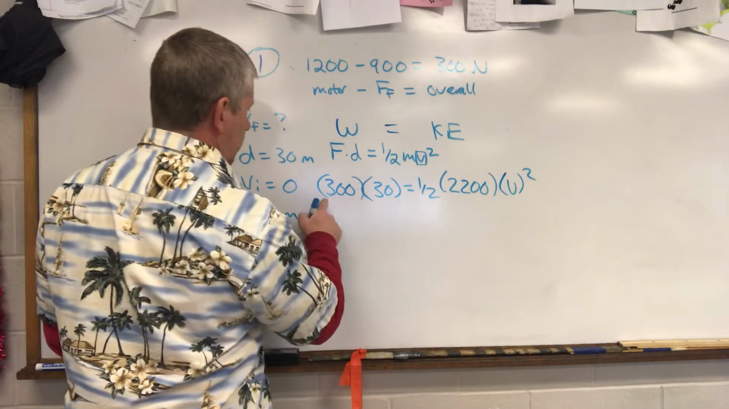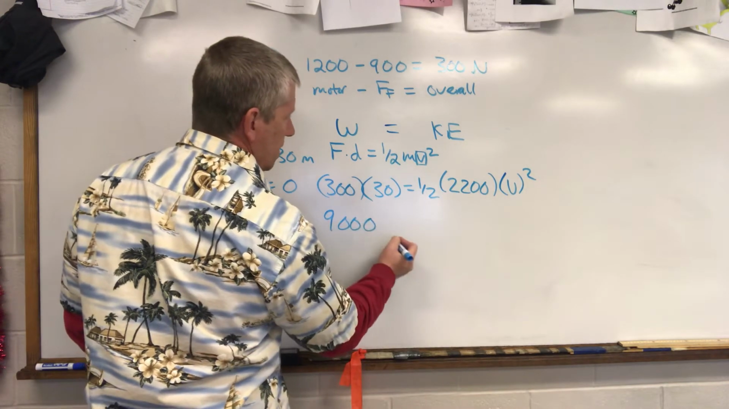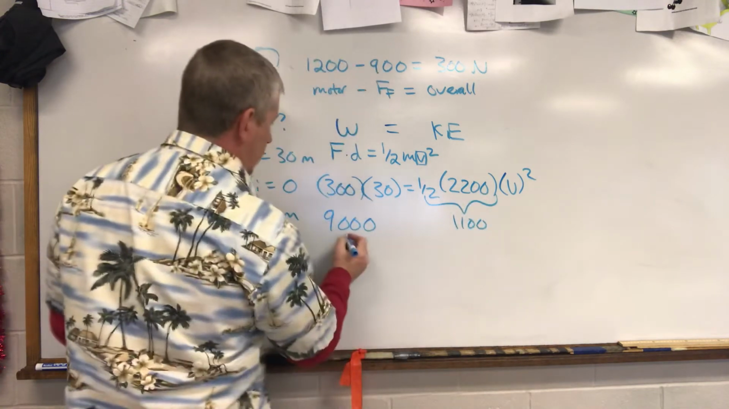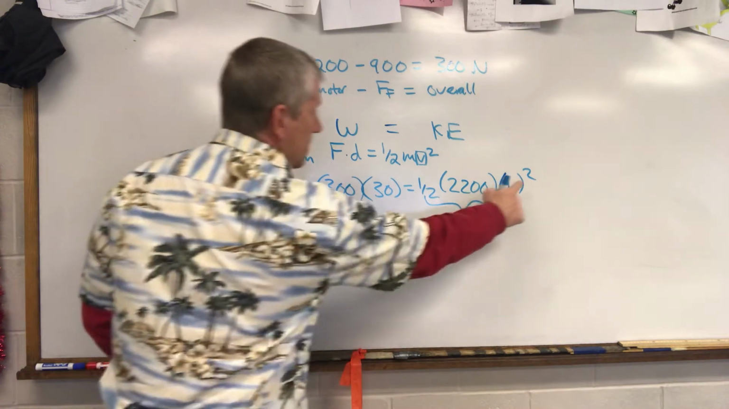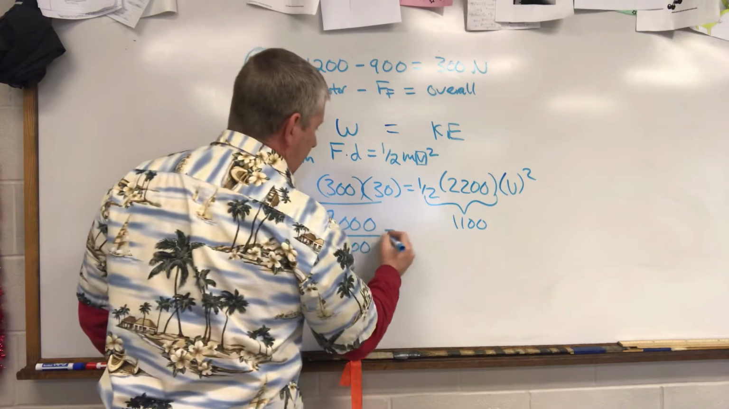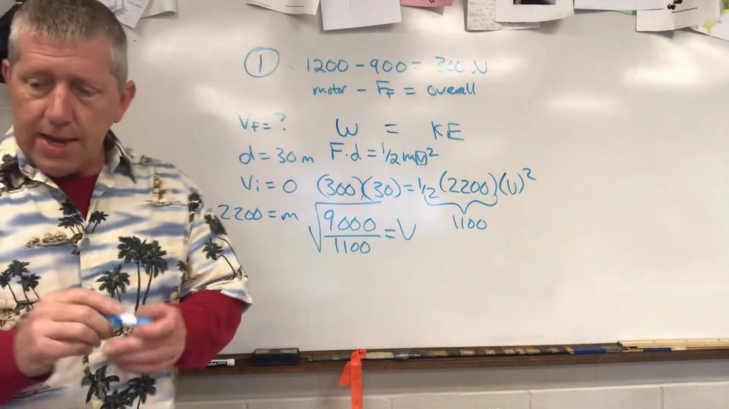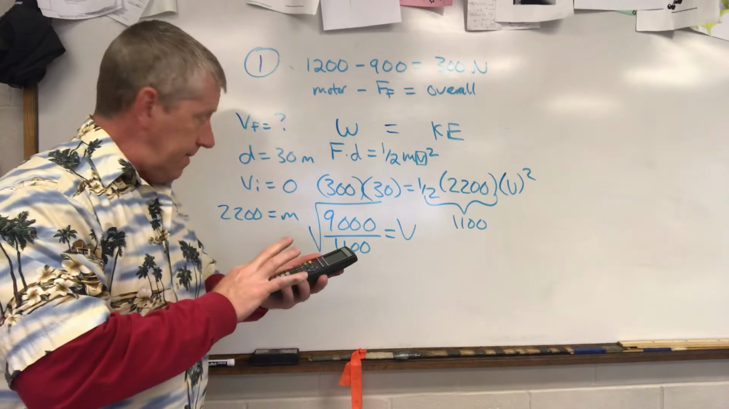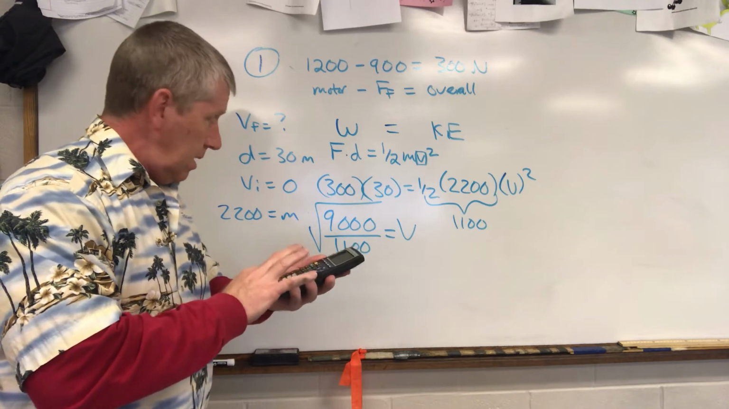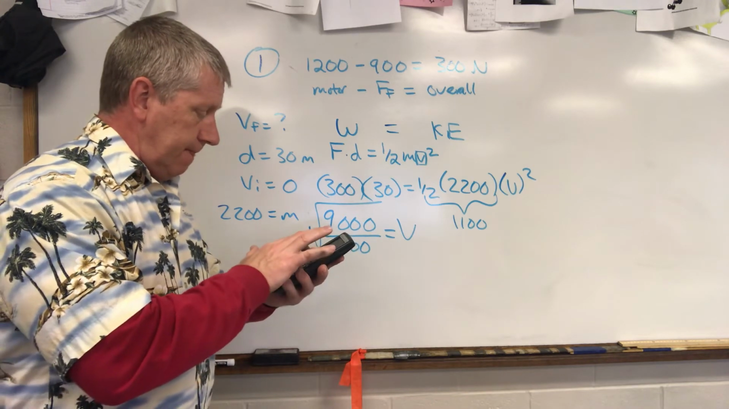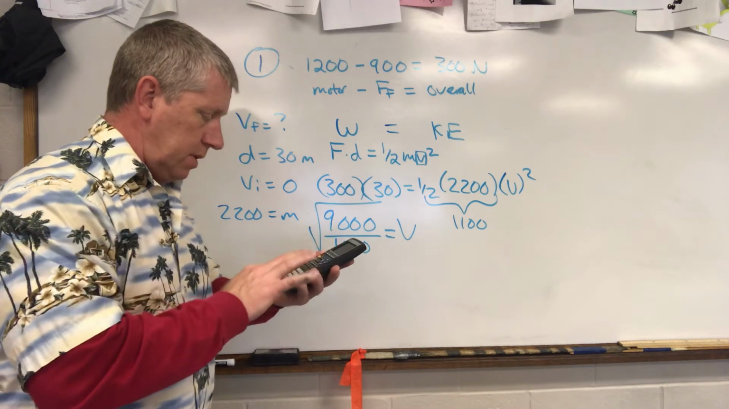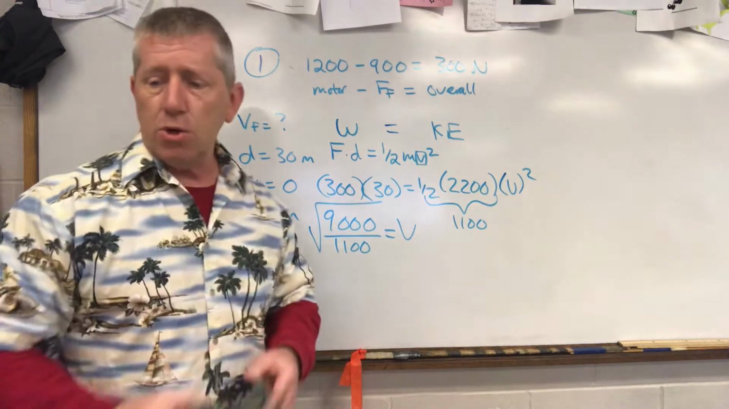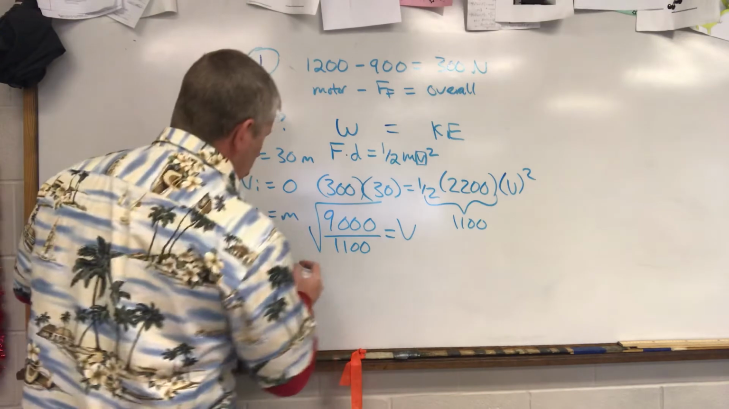Okay, let's see, 300 times 30 is 9,000. This is 1,100. So divide by 1,100, and then take the square root. I don't want v squared. That should be the setup to give me the velocity. Let's see what we get. 9,000 divided by 1,100. Square root. Equals 2.86 meters per second.